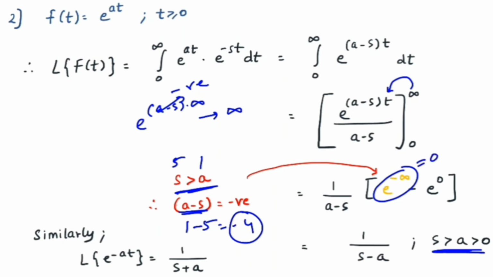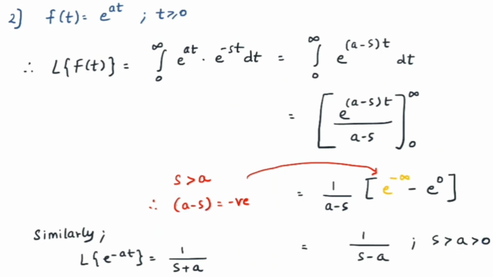So this is the reason, if you want a finite answer, your value of s should be greater than a. If it is less than a, then the answer would be infinity. Your system might be unstable. But if s is greater than a, then you can happily say that my answer is not infinity, but it is e raised to minus infinity, which is 0. Then do the calculation again. This is 0 and this is minus 1. So the answer would be 1 upon s minus a.